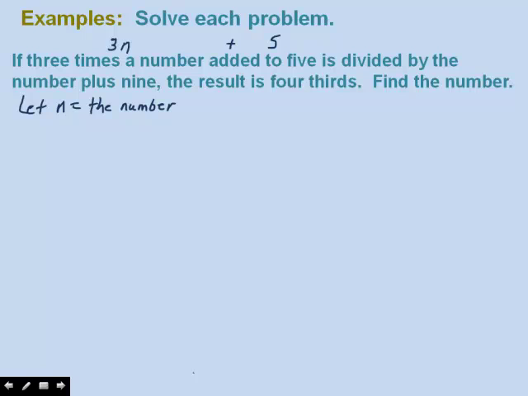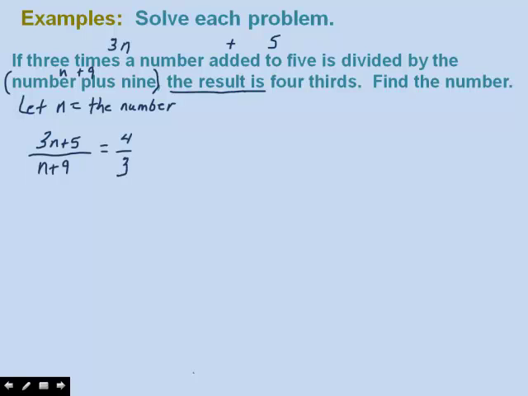So that whole quantity is divided by something else. So let's put a fraction bar there. It's divided by the number plus 9, so this would be n plus 9. That's going to be our whole denominator here. So back to our problem, then we have the result is 4/3. The result is the same as saying it's equal to. So over on this side we have 4/3.